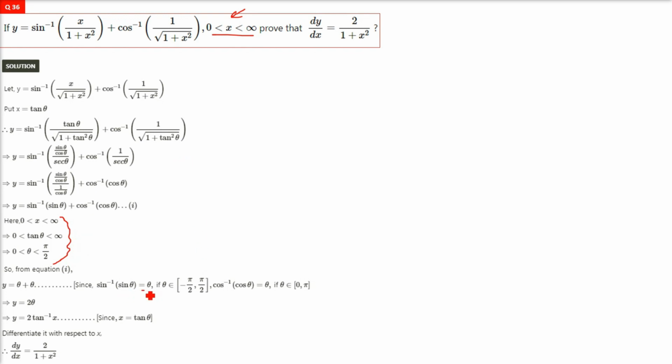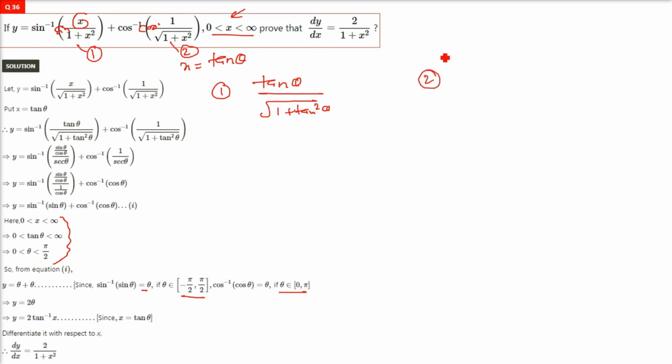Because you know sin inverse sin theta will give you theta only between minus pi by 2 and pi by 2, and cos inverse cos theta will give you theta only when theta is between 0 and pi. So we'll put something here so that we get a sin inside, and here also something so that we get a cos inside. So we replace x with tan theta. Let us take the first one, x by 1 plus x square. I am replacing it by tan theta by 1 plus tan square theta. This is our first one.